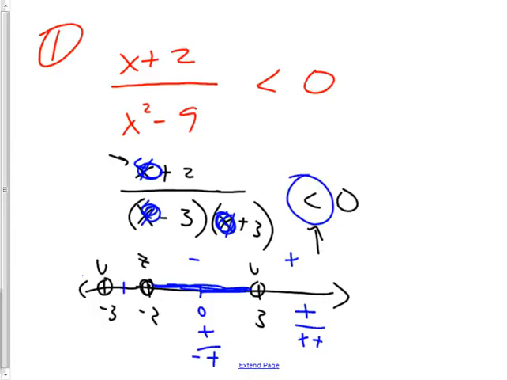And then I have 2 more spots to check. Got to test in here, and I got to test in there. So you test -2.5, see if it works. Negative. Farther out, and you're correct. A positive.